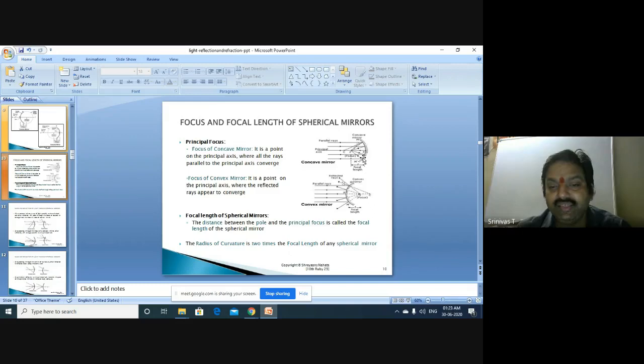Now, focal length is the distance between the pole and, of course, the focus. Therefore, the distance between the pole and the principal focus is said to be the focal length of the spherical mirror. Now, the radius of curvature is 2 times the focal length. In general, the radius of curvature is 2 times the focal length of any mirror. The radius of curvature is represented by the symbol capital R.